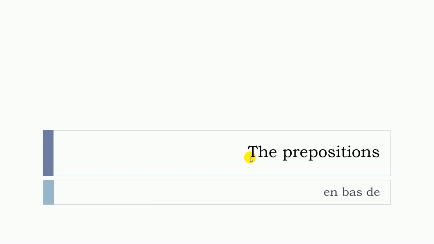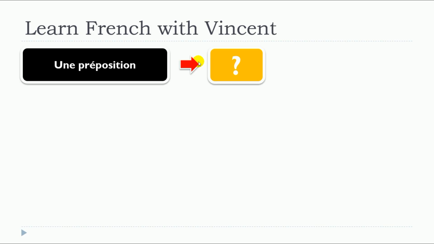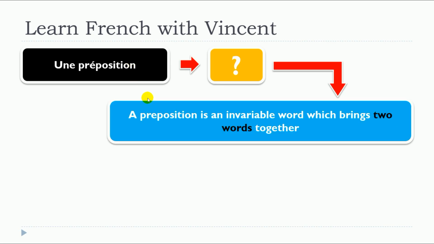In this lesson, we will see together the prepositions, but we will see more precisely en bas de. So, of course, the first thing that we need to see together is what is une préposition? Well, a preposition is an invariable word which brings two words together.